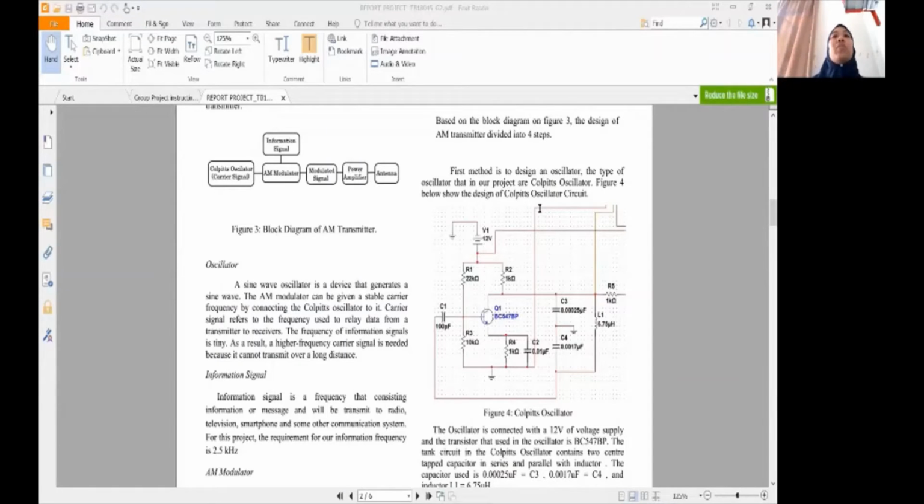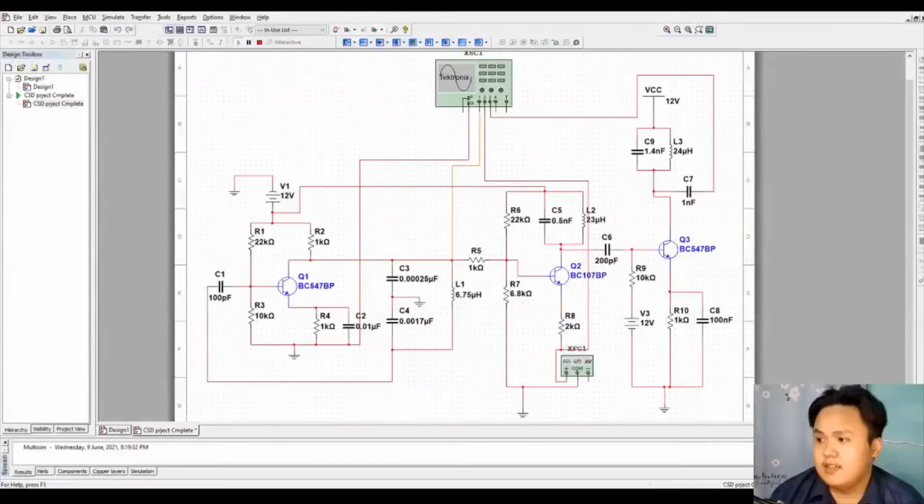Okay, the signal from the Colpitts oscillator will go to the AM modulator. In the AM modulator, we use the information frequency from the signal generator and the signal carrier from the Colpitts oscillator. From the AM modulator, it will modulate the signal and produce the modulated signal. The modulated signal will be transmitted to the power amplifier. The power amplifier will boost up the amplitude and send it to the antenna. And the antenna will transmit the transmission frequency to the receiver.